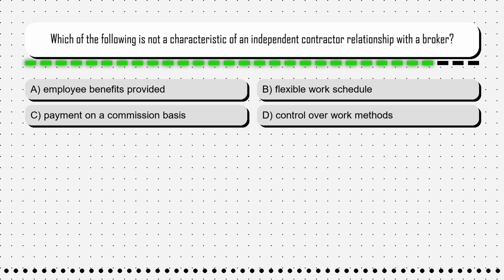Question 44. Which of the following is not a characteristic of an independent contractor relationship with a broker? Option A, employee benefits provided. Option B, a flexible work schedule. Option C, payment on a commission basis. Option D, control over work methods.